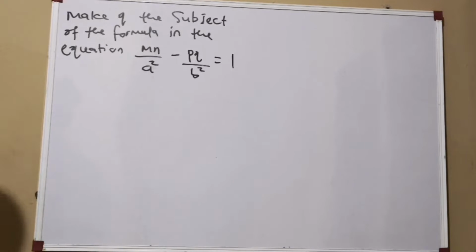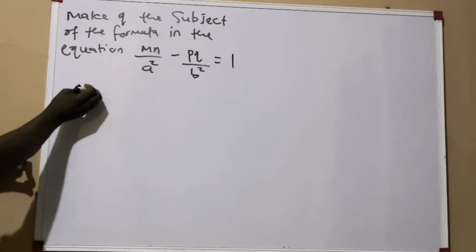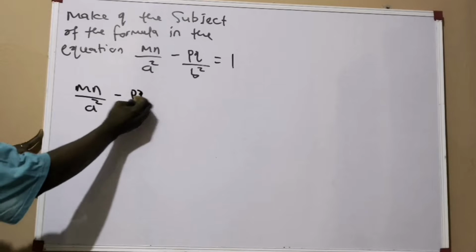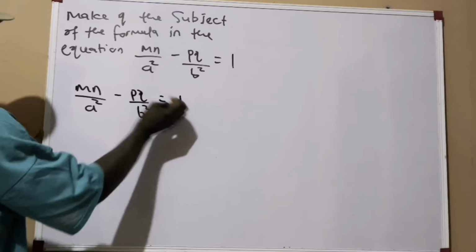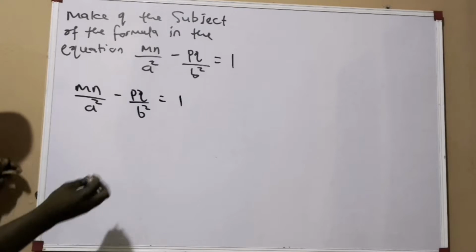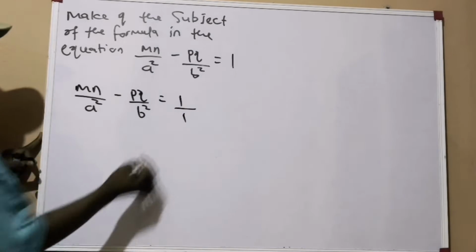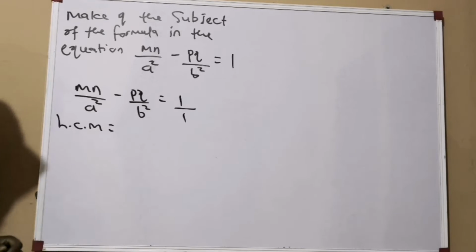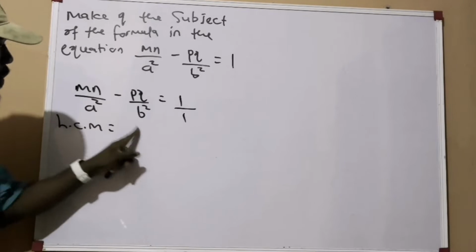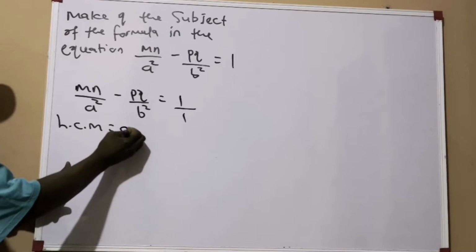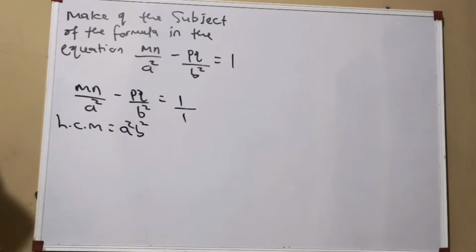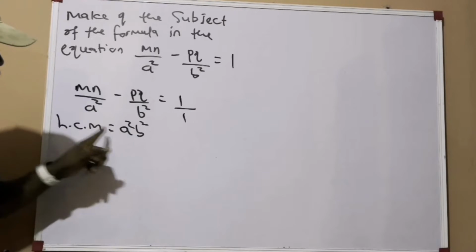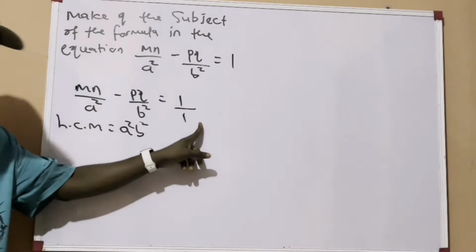Now, the first thing we are going to do is this. We have mn over a squared minus pq over b squared equal to 1. Now, what I will do is this. I will put 1 over 1, and then I will look for the LCM of the whole fractions. Now, the LCM of a squared, b squared, and 1 will also give us a squared b squared. Now, when you get your LCM, the next thing you do is divide the LCM by each of the denominators.